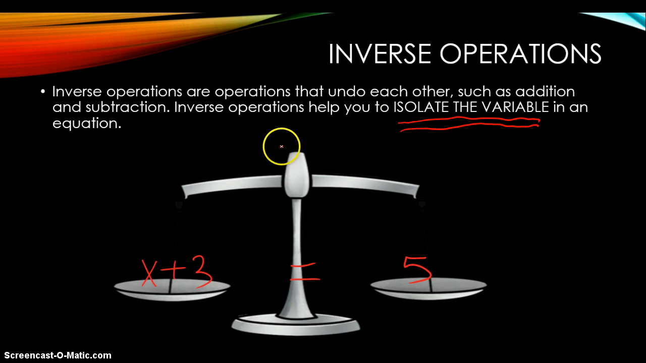So when we look at this equation that we had before, I'm going to rewrite it over here. How do I isolate the x? How do I get x alone? Well, I take the inverse operation. The 3 is a positive 3, so this sign right here is addition. So how am I going to get rid of this 3? I have to take the inverse, the opposite operation, and make it a negative 3. I'm going to subtract 3 from both sides. Whatever I do to one side, I have to do to the other side.